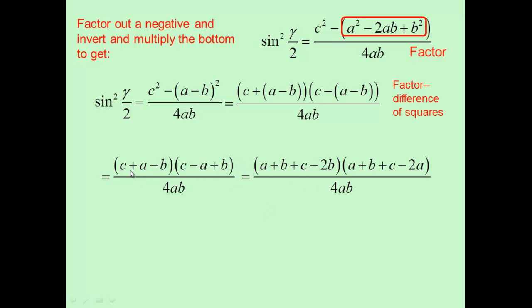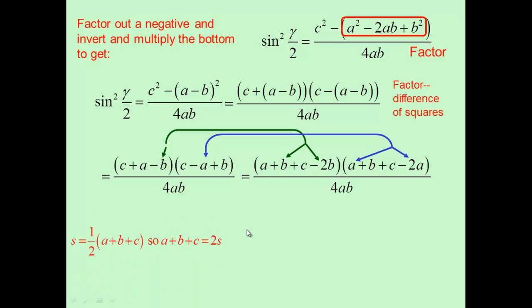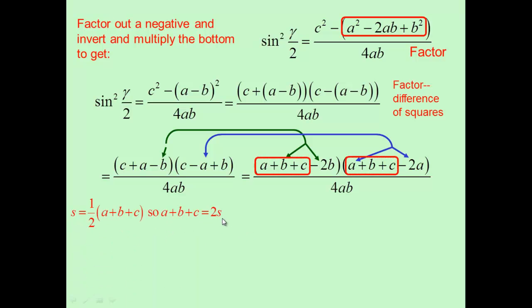So to create a plus b plus c in here, I'm going to add a b and subtract a b at the same time. And in my second quantity, I'm going to add an a and subtract an a at the same time. Which gives me this. And I remember 2s then was equal to a plus b plus c. So I'm going to replace this with 2s, this with 2s.